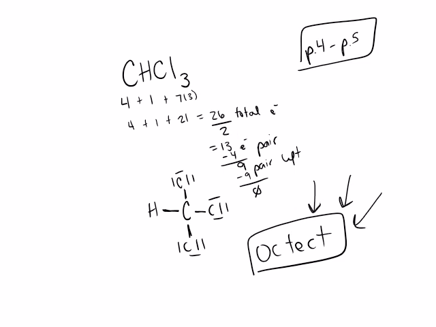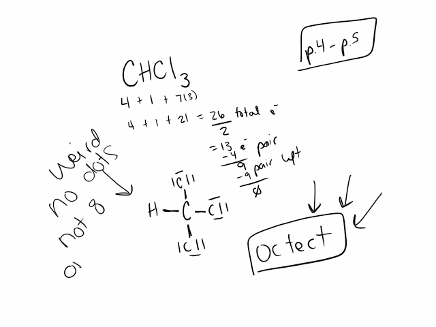So pick a chlorine: 1, 2, 3, 4 pairs, 1, 2, 3, 4 pairs, 1, 2, 3, 4 pairs. The carbon in the center is happy, 1, 2, 3, 4 pairs. Hydrogen is a weirdo. It's supposed to have no dots, not 8, only 2. Hydrogen is an exception.